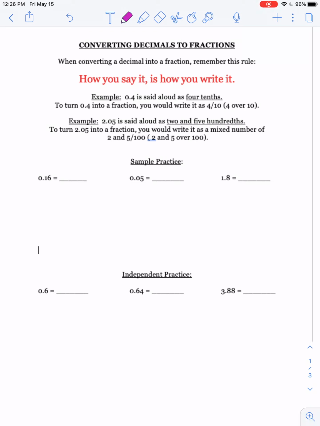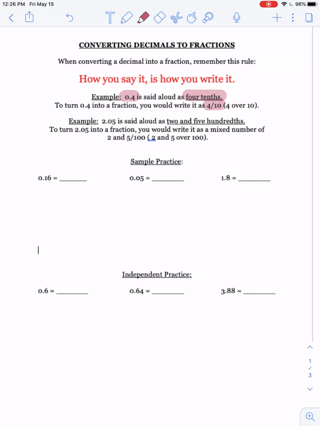So today's skill is really easy. We're just converting decimals to fractions. So the rule basically is how you say it is how you write it. For example, we have right here 0.4. We would say that as 4/10 out loud. So to turn that into a fraction, you would just write 4/10.